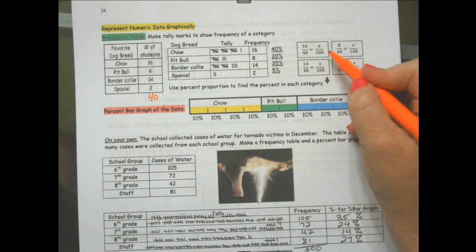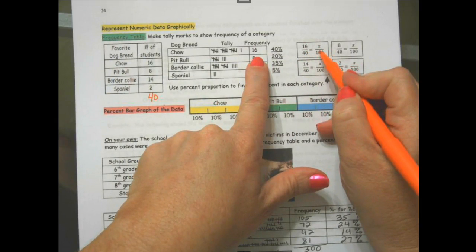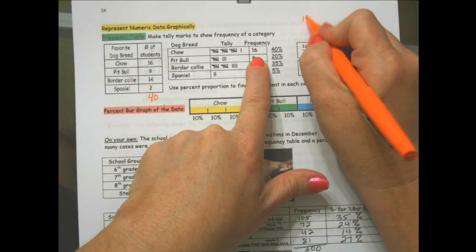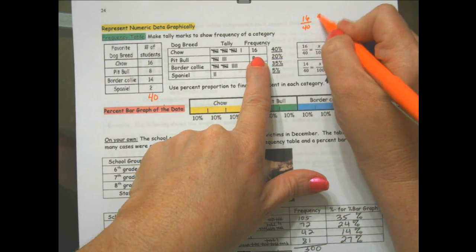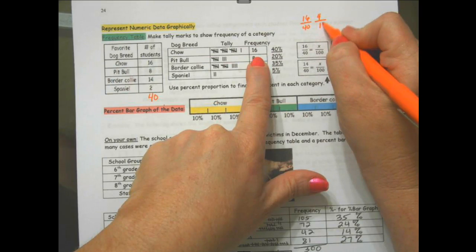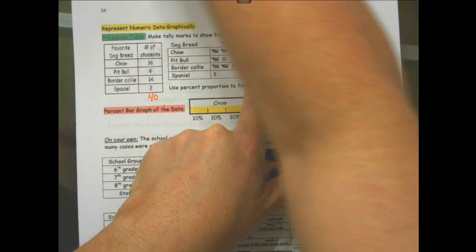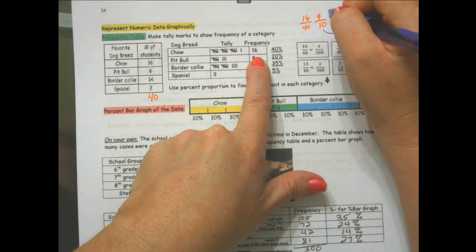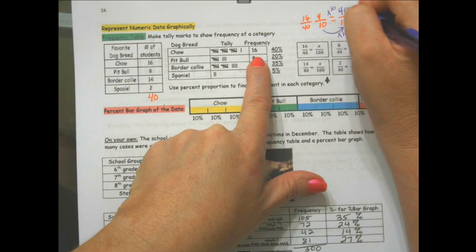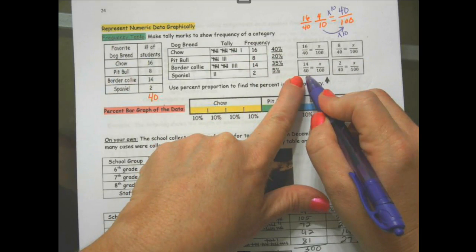So, to find the percent, 16 over 40 equals x over 100. 16 over 40, you cannot do this, so I'm going to divide both by 4. 16 divided by 4 is 4. 40 divided by 4 is 10. Now you can go to 100. How does 10 go to 100? Times 10, times 10, and you get 40%.